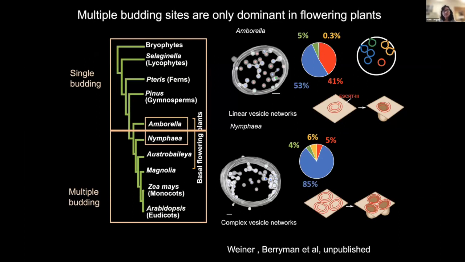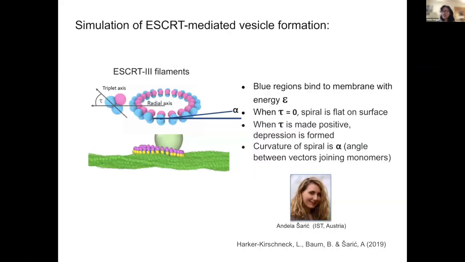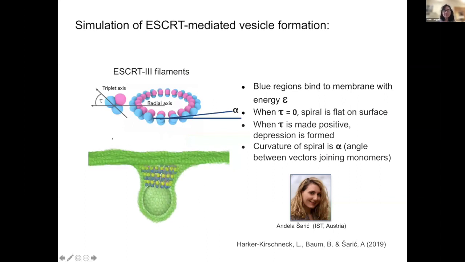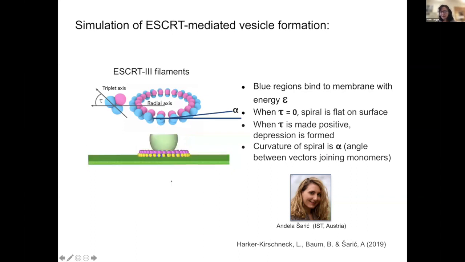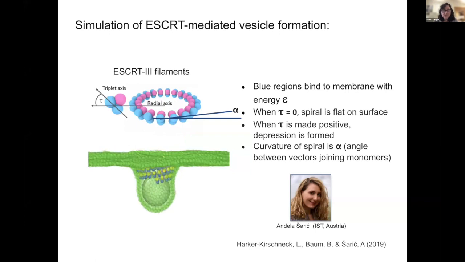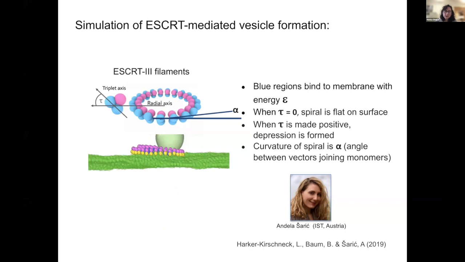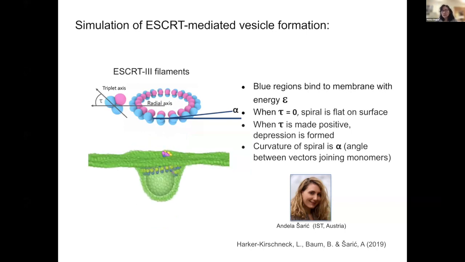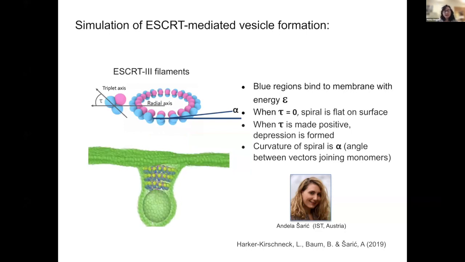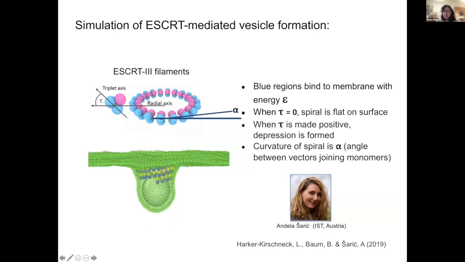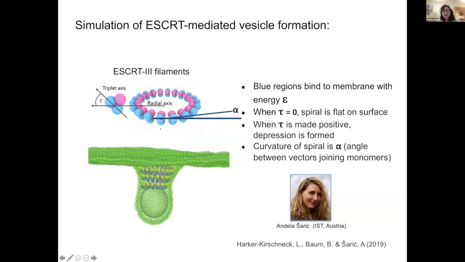And what we are trying to see now is exactly what that was, and we are resorting to modeling. In collaboration with Anđela Šarić from the Institute of Science and Technology Austria, we have been performing simulations to understand exactly what is different between these vesiculation processes. Anđela developed a model for yeast mostly, where they can simulate, and what we have here in green is the limiting membrane of the endosome. These are the ESCRT-III spirals.